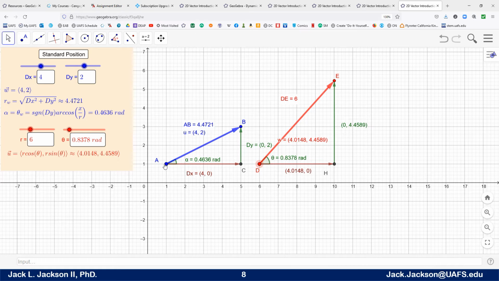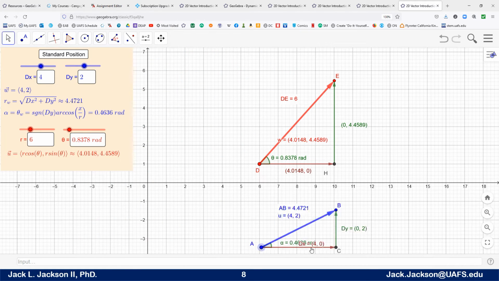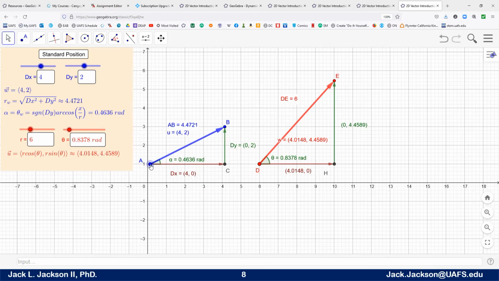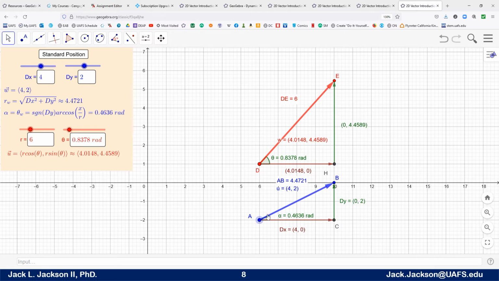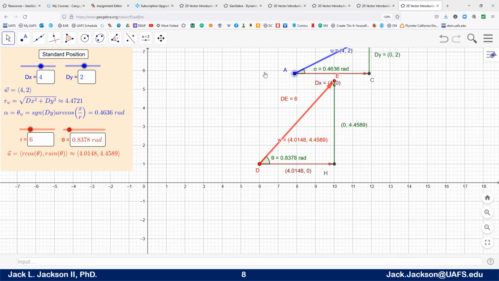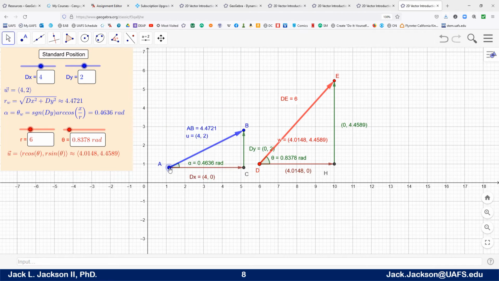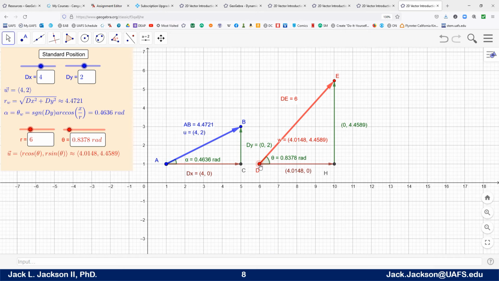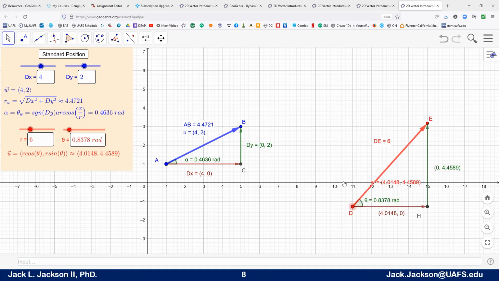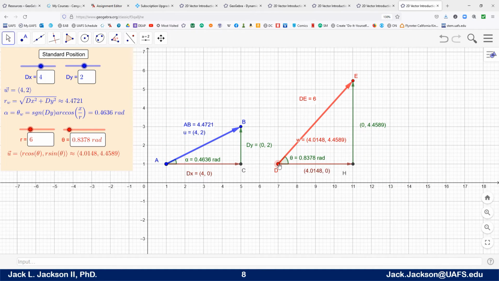Now, it's actually the same vector no matter where we place it. So if I move it over here, it doesn't matter where I put it, as long as it's moving to the right 4 and up 2, it is the same vector. And likewise, this red one is the same vector no matter where it goes. Of course, the red and blue one are different vectors.